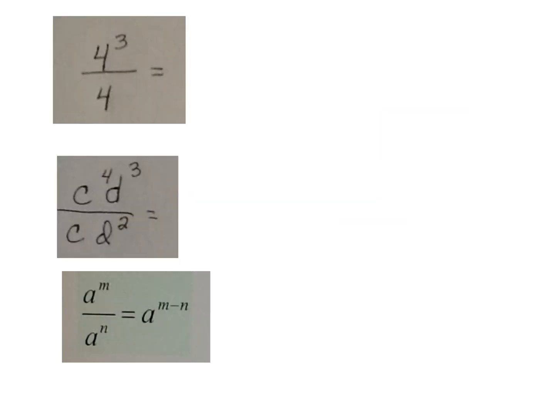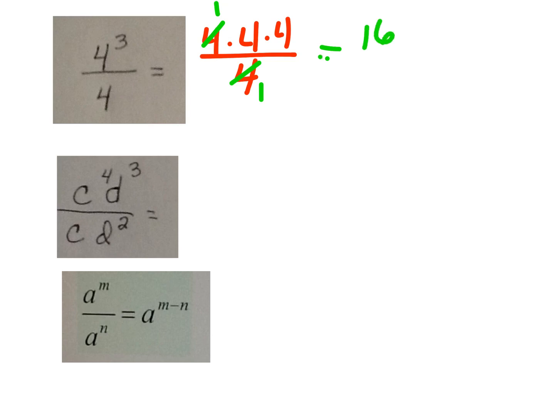Here's my next problem. I have 4 cubed divided by 4. So this is 4 times 4 times 4 all over 4. Do you see anything that's in common that we can cross off? Well, the 4's. So 4 goes in here once, 4 goes in here once. So I have 4 times 4, which is 16, and I have just 1 on the bottom, which is equal to 16. So there's my answer.